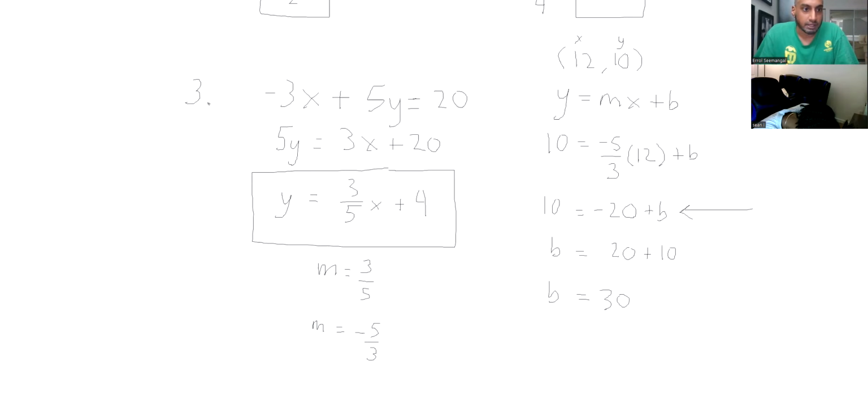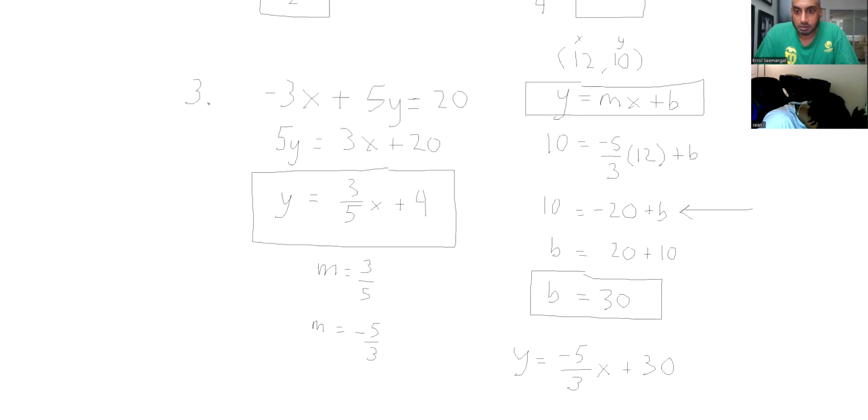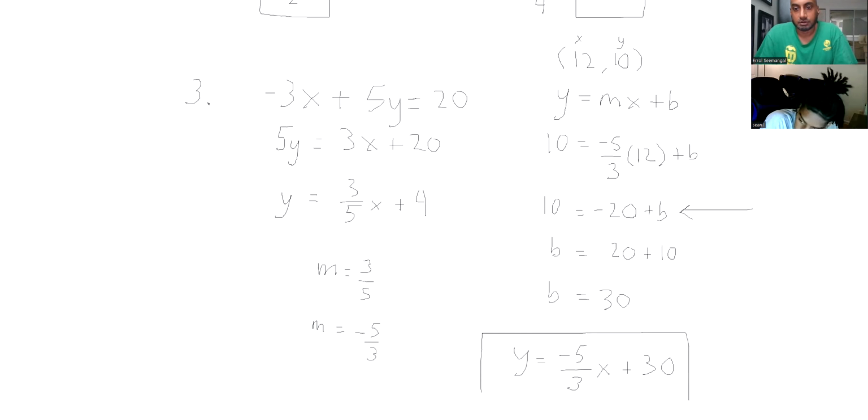Okay, so b is 30 right there. And then what was the last part? It says write it in slope intercept form. Okay, so now you have the slope and now you have the b. Go back to here and plug everything in. So y equals negative 5 over 3 x plus 30. There you go. This is the final answer right here, in slope intercept form. Negative 5 over 3 x plus 30. All right.